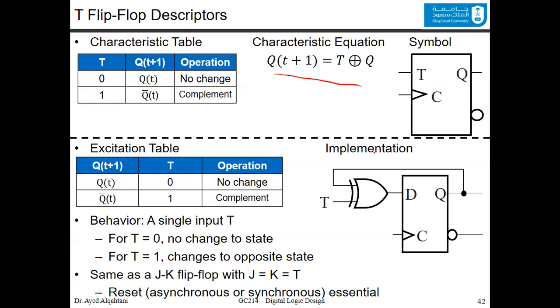To implement it using D flip-flops, you use an XOR gate with the first input T, and the second input, the feedback going back from Q.